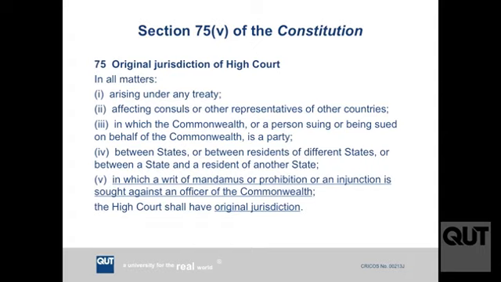Section 75(5) grants the High Court original jurisdiction to issue writs of mandamus, prohibition, and injunction. As this authority is grounded in the Constitution, these powers can't be taken away by statute. We would need to change the Constitution by a referendum for a Parliament to be able to do this.